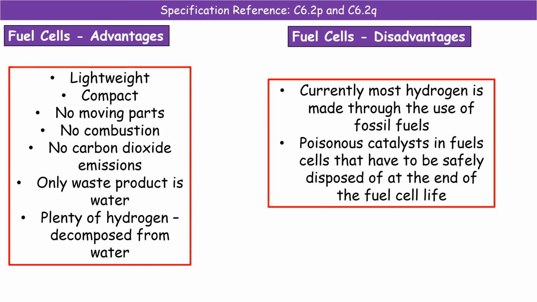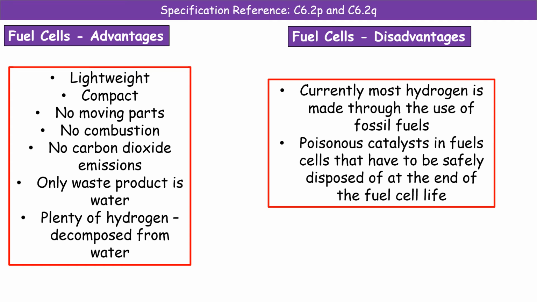Why do we want to use fuel cells then? They have some pretty significant advantages. First of all, they're lightweight and compact. They have no moving parts. As we've established, there is no combustion. They don't create carbon dioxide, and the only waste product in fact is water.